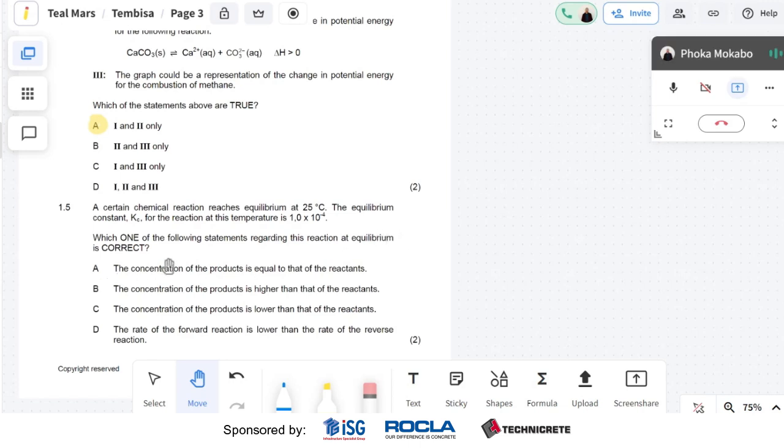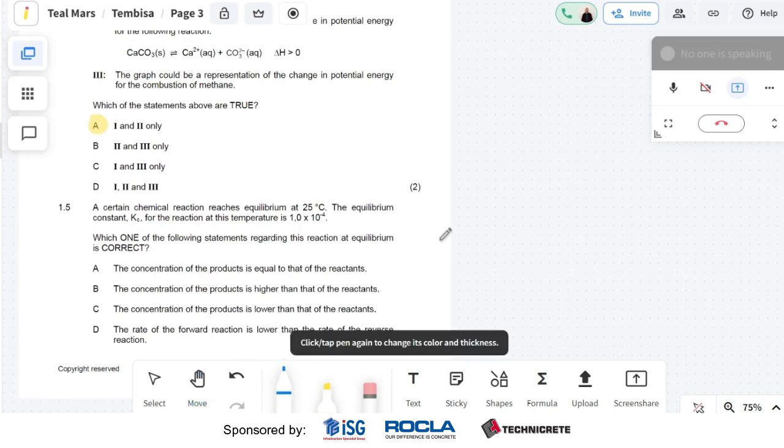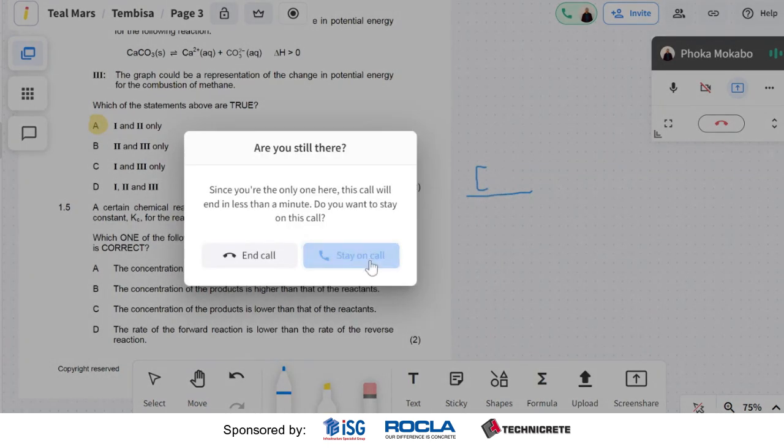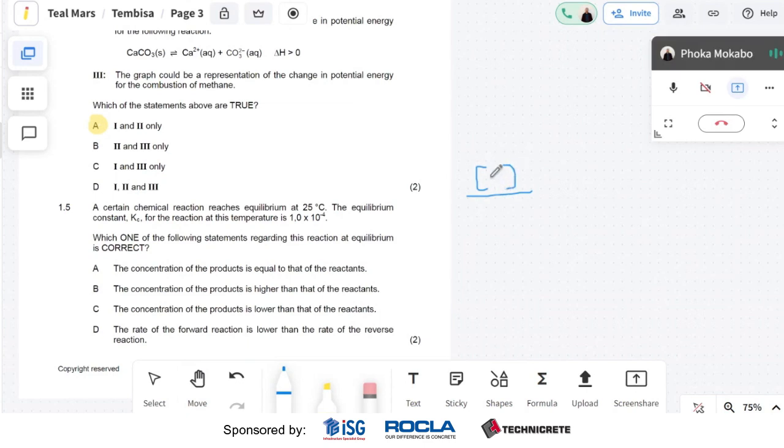Well, they say the concentration of the product is equal to that of the reactants. That cannot be true, because if the concentration of the products was equal to that of the reactants, the Kc value would exactly be 1. Not the case. Okay. And just to remind you, the Kc value is equal to the concentration of products at the top over the concentration of reactants at the bottom.